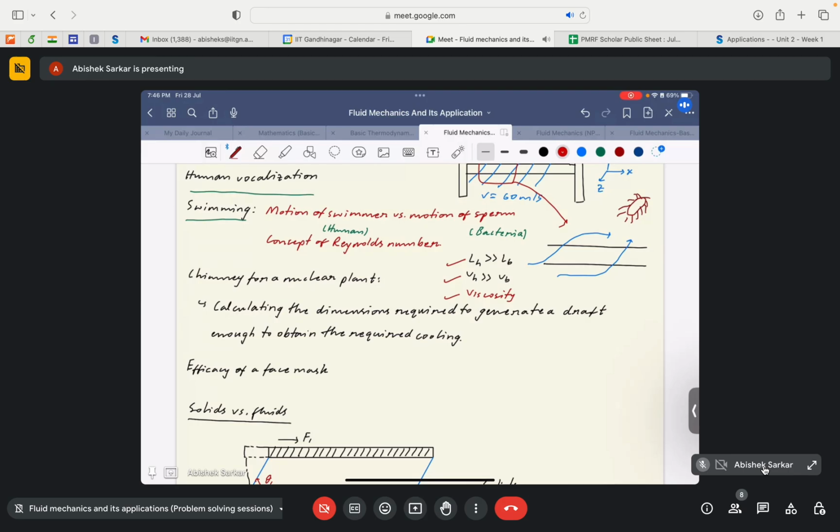So if you try and write it mathematically, it would be rho v L by mu, where rho is the density of the fluid.